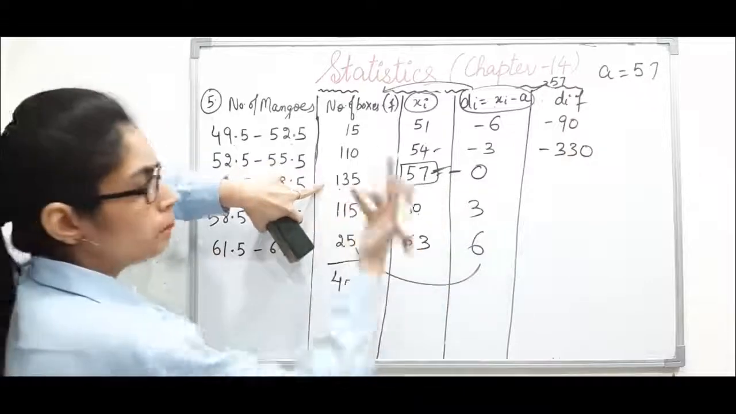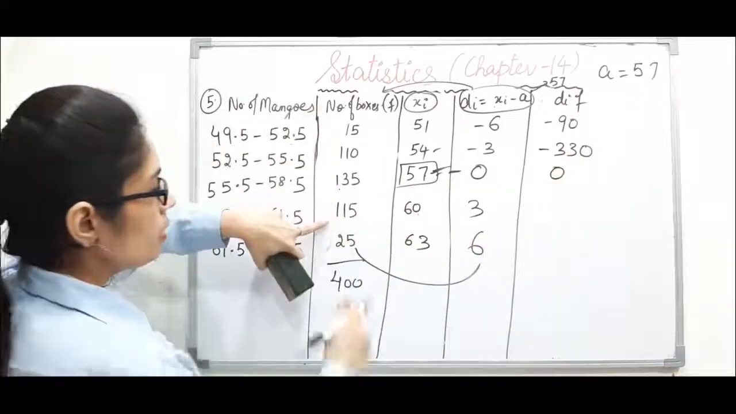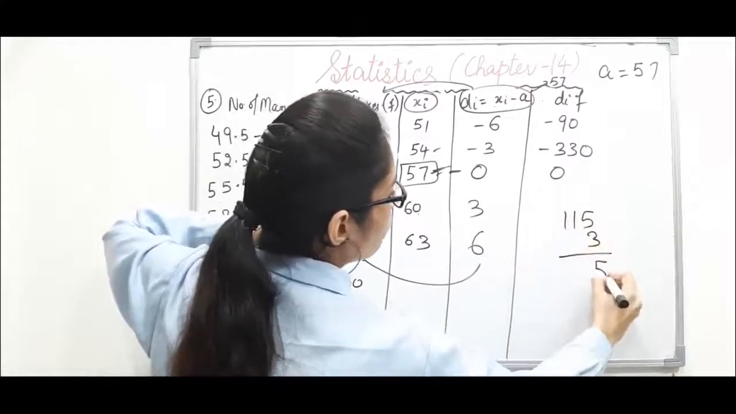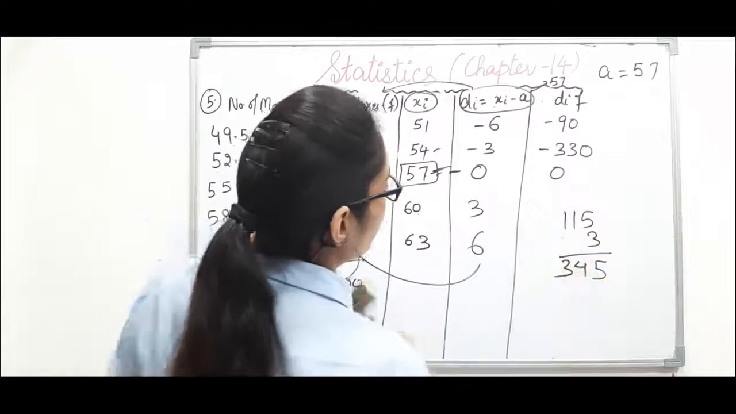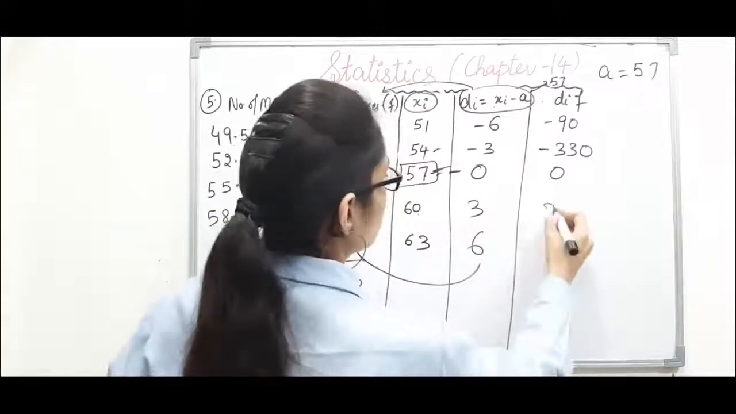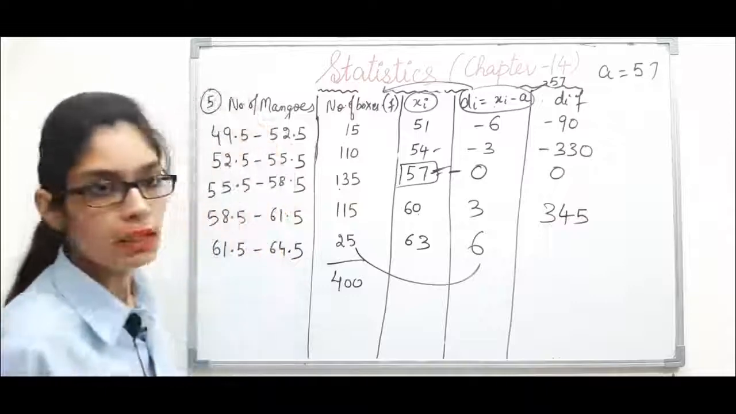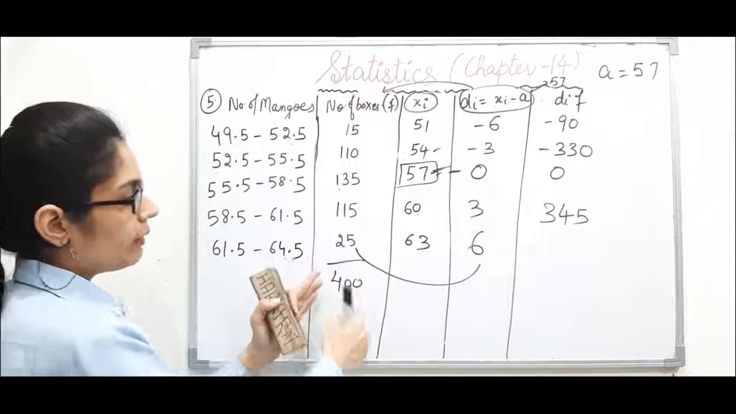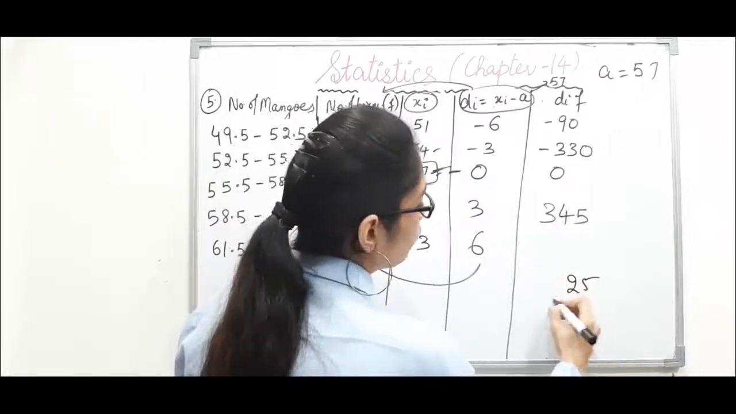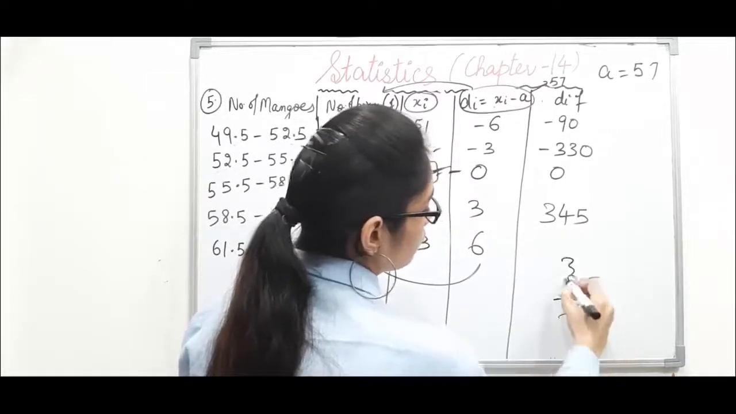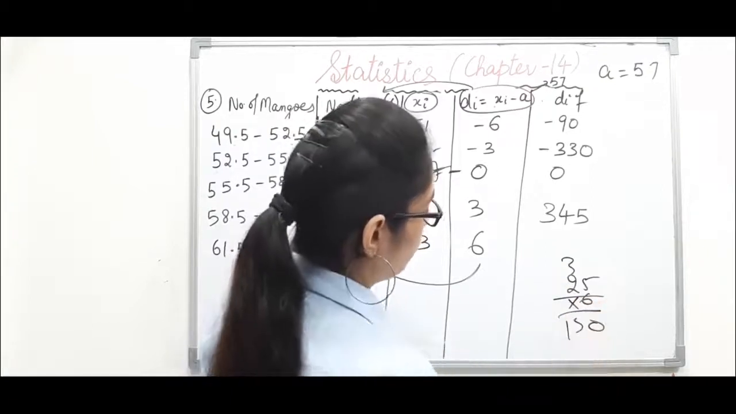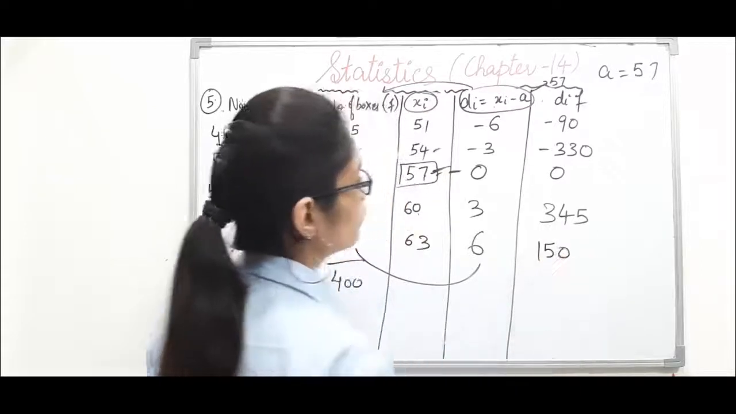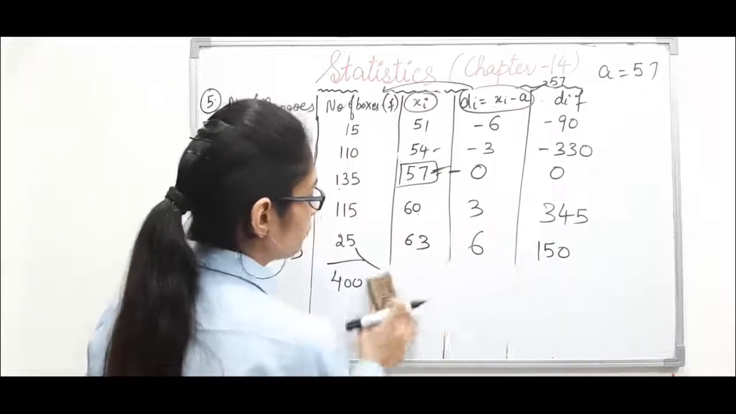0 into this term, it's understood, 0. 115 into 3, so we can multiply, so it will be 345. See, the multiplication also became very easy if I am doing by assumed mean. 25 into 6, again we can multiply. 25 into 6, it is 150. This we have done.